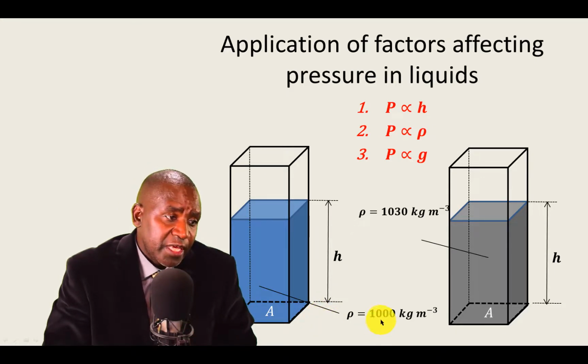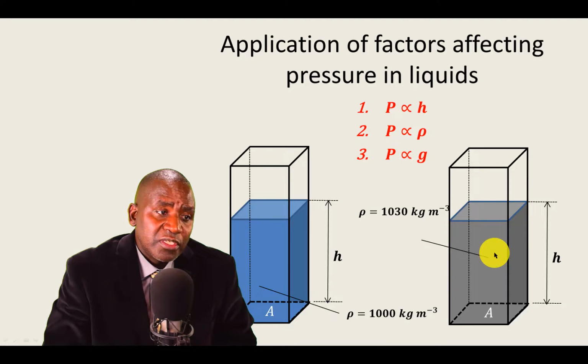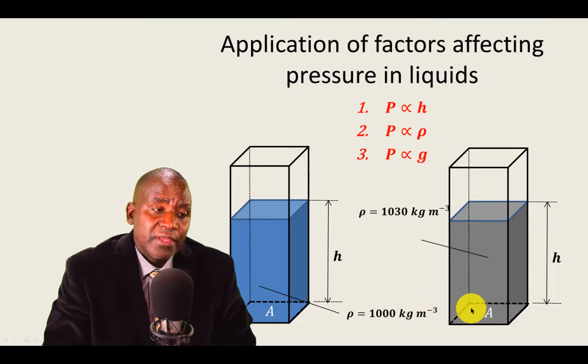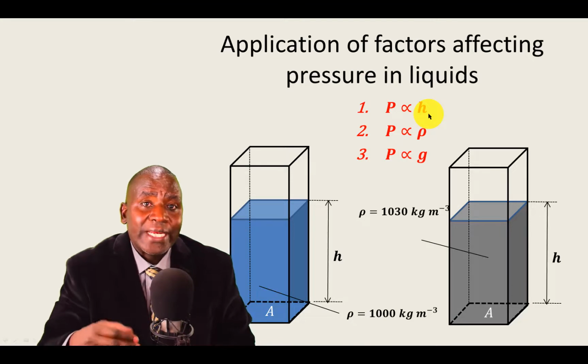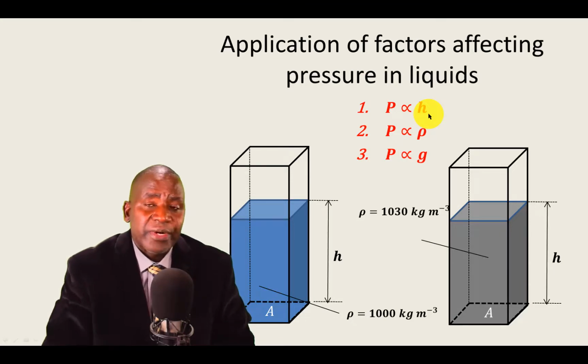For instance, over here I've got fresh water, and this is salty water. But salty water has got a slightly higher density than fresh water. So although the two heights are the same, this one and this one, the pressure at the bottom of this container will be different. The pressure for the salty water will be higher than the pressure for the fresh water. If I go back here, when we said that pressure is directly proportional to the depth, the deeper you go into a liquid, the higher will be the pressure.